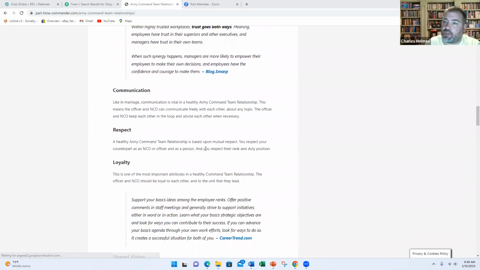The next one is communication. You can see a lot of these qualities are just like a good, healthy marriage or a good relationship, but communication is key. As an officer and NCO, you can't read your counterpart's mind, nor should you. If there is an issue, the two of you should be able to talk freely about it in private, behind closed doors, and work it out. If, as an officer, you have put a barrier there that your NCO can't approach you with an issue, you have set them up for failure. You set your unit up for failure. They should be able to approach you about anything, even something that you're doing wrong.